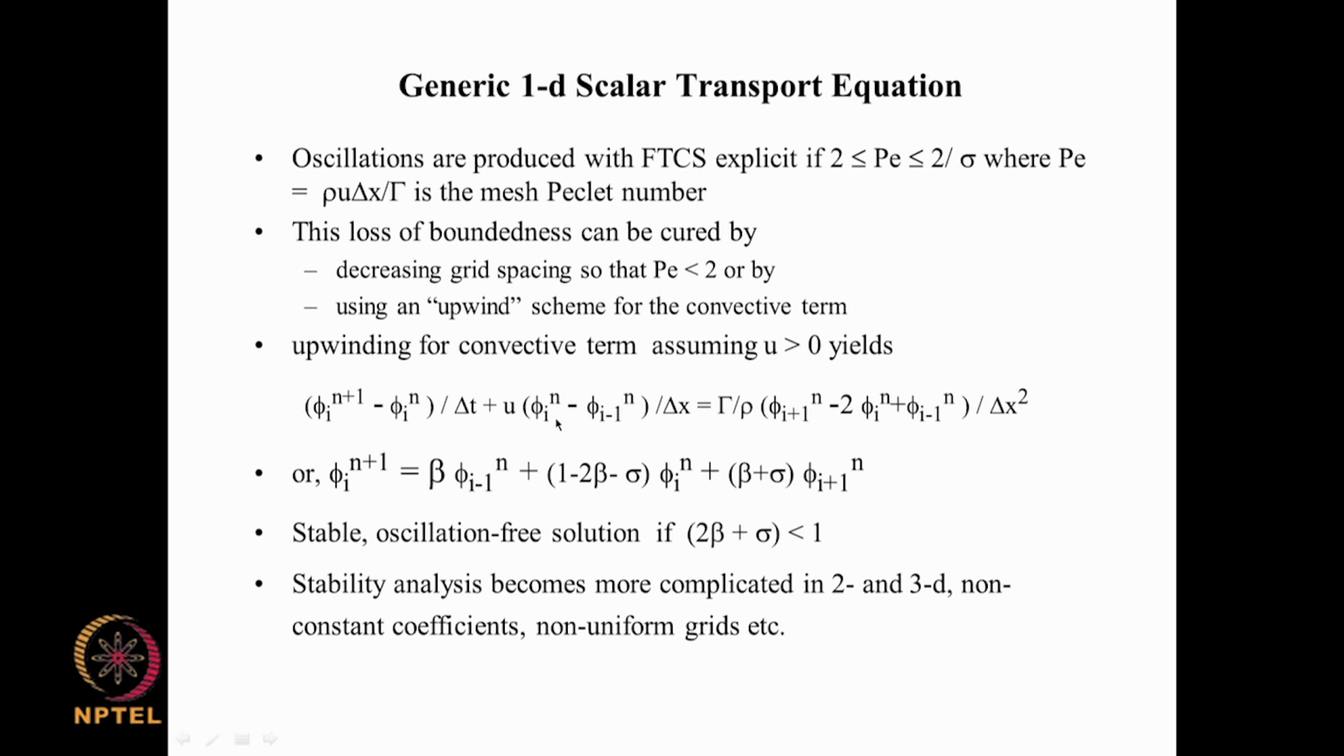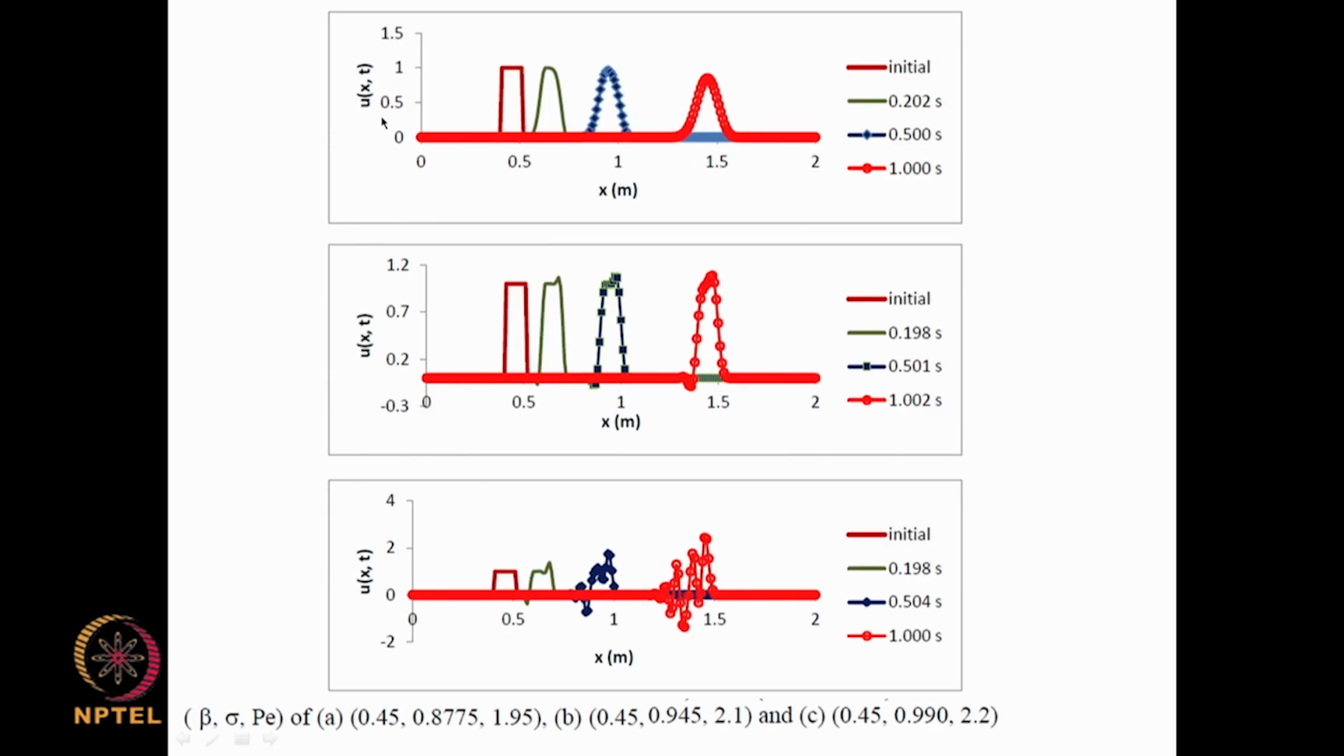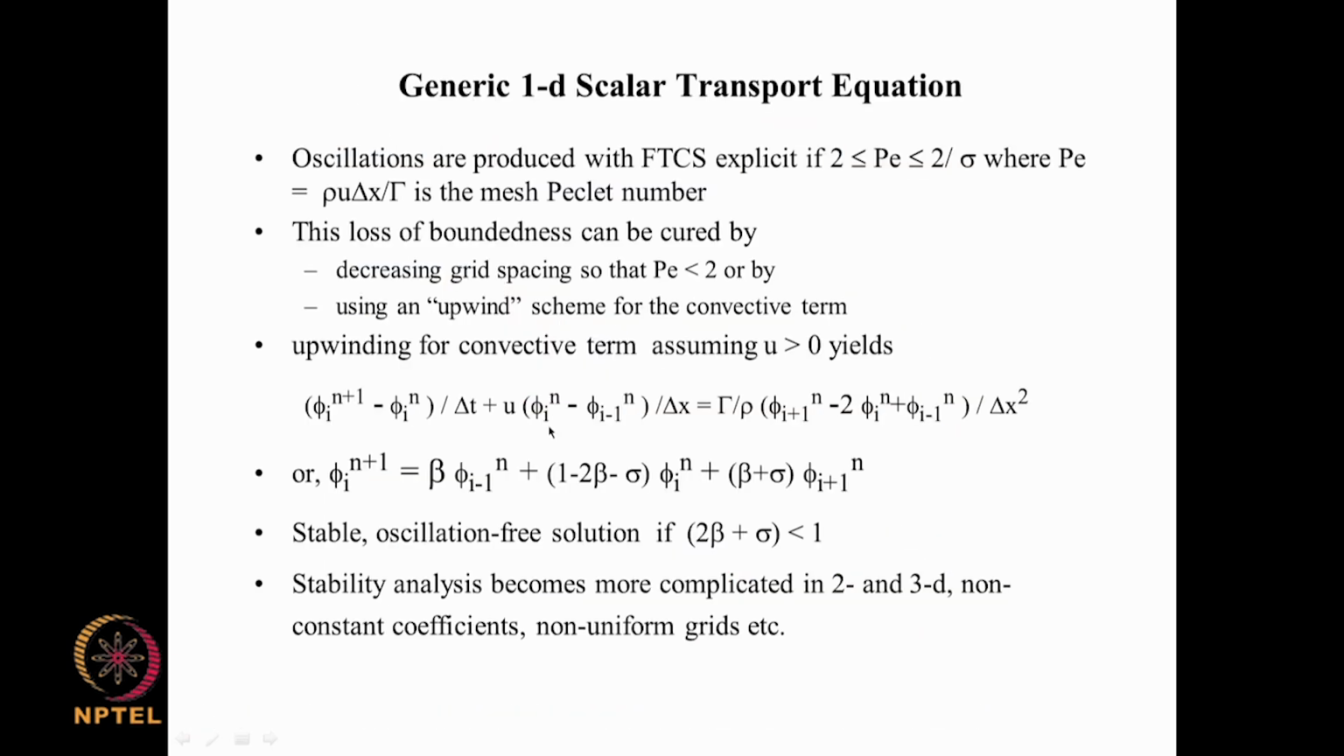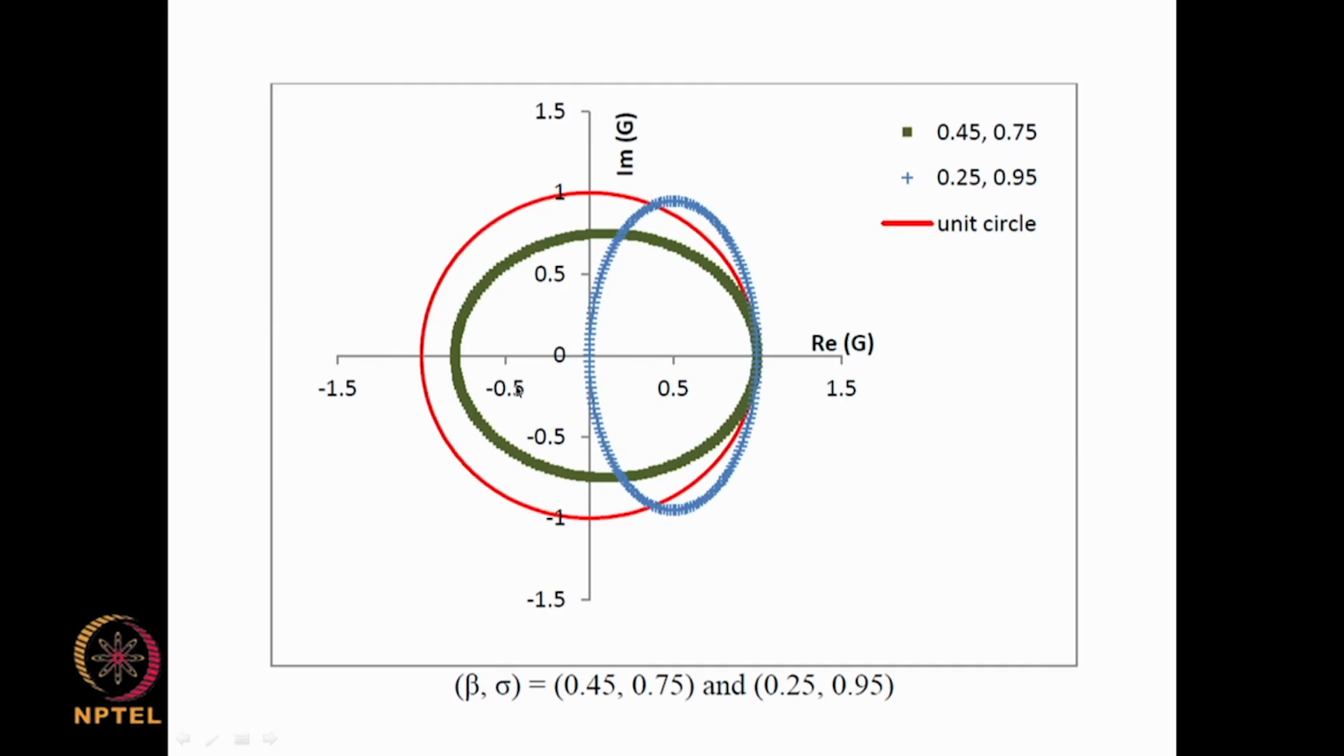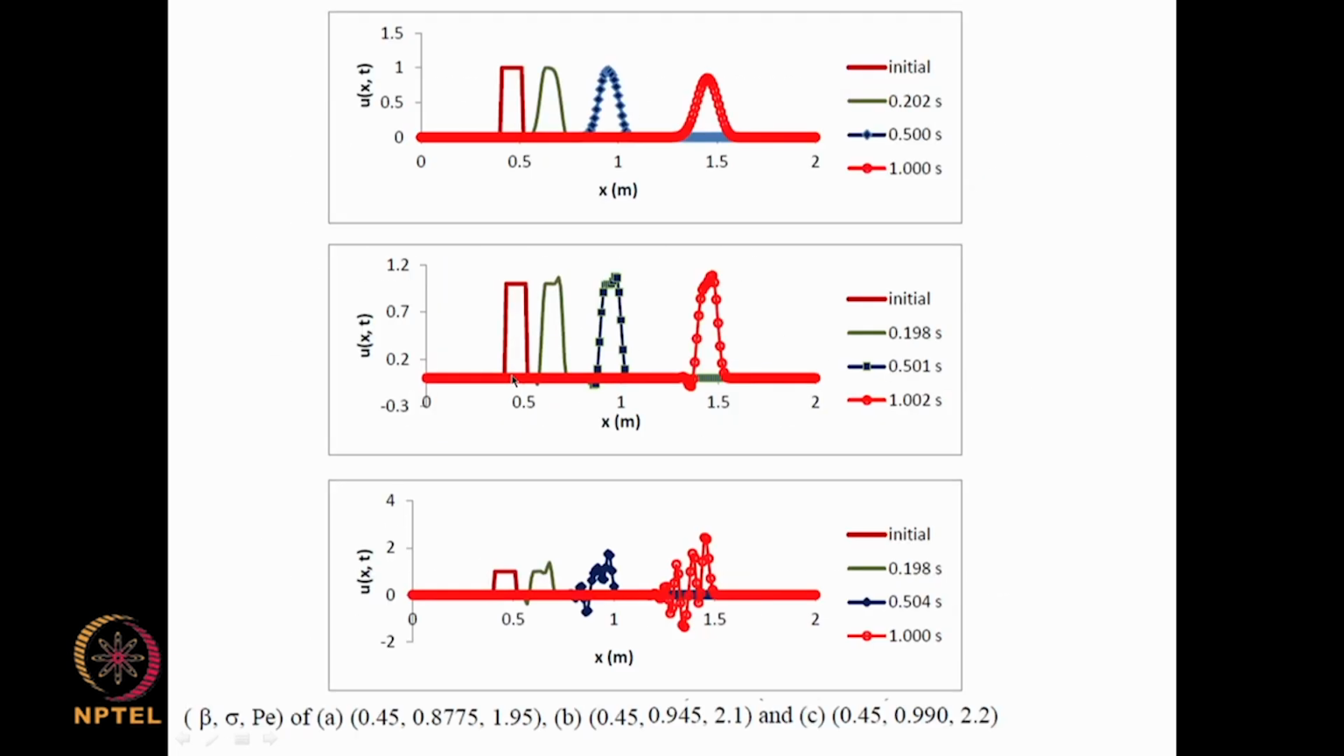backward differencing for the dou phi by dou x, and when u is negative, so that it is expected to move in this direction, we make use of forward differencing for dou phi by dou x, and we write this as phi I plus 1 minus phi I by delta x. So, depending on whether u, the velocity associated with the advection term, is in the downstream direction or in the upstream direction, we make use of the backward differencing or forward differencing.